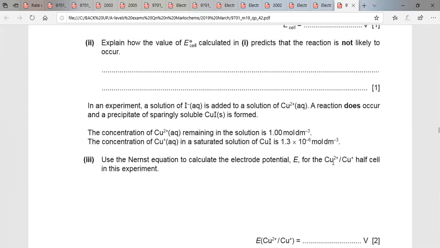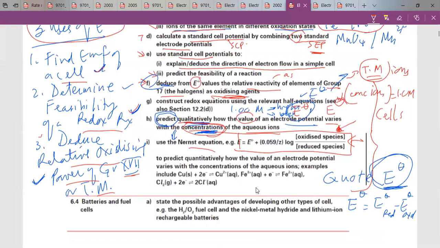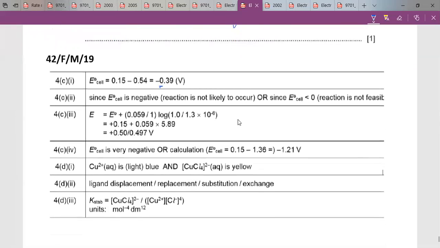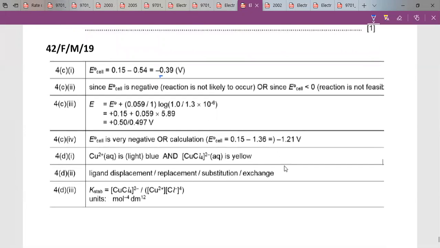Okay, calculate the potential on the half cell here. Now, if you look at it carefully here, not this one here. So use the Nernst equation and solve the whole thing here.